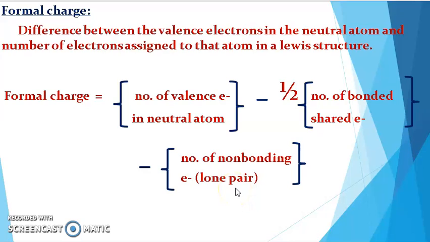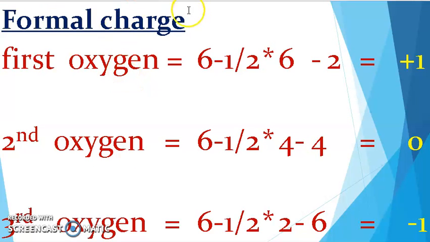Which are the lone pairs not used for the bonding, that is called non-bonding. That you have to mention here. You have to subtract the values, and finally you will get the formal charge. So this is the important equation for the formal charge. Let's go to the answer now. What is the formal charge?